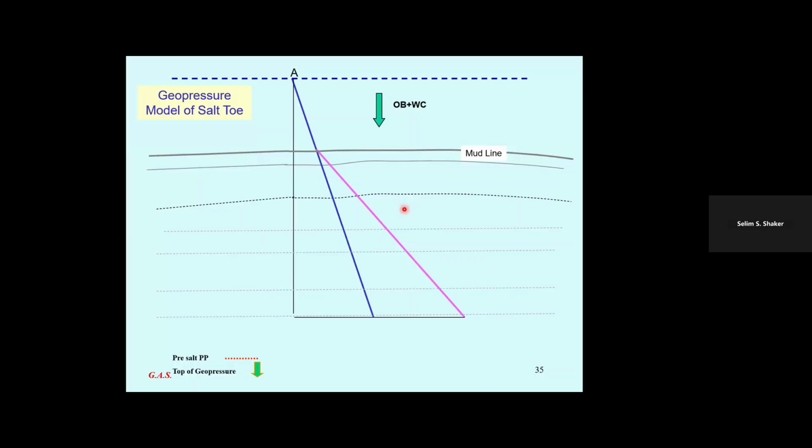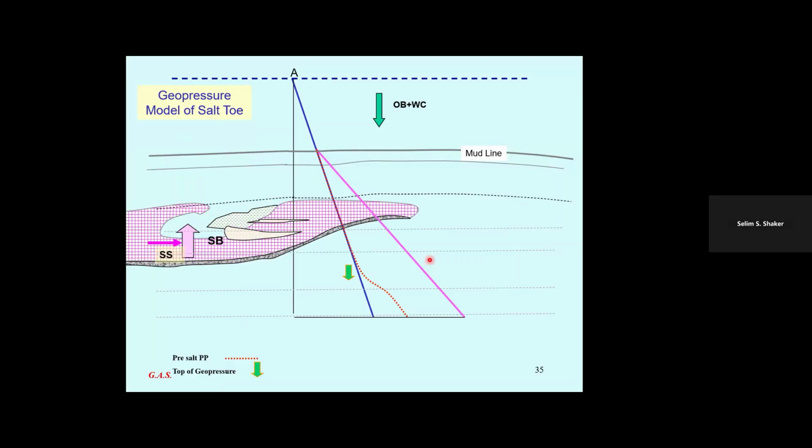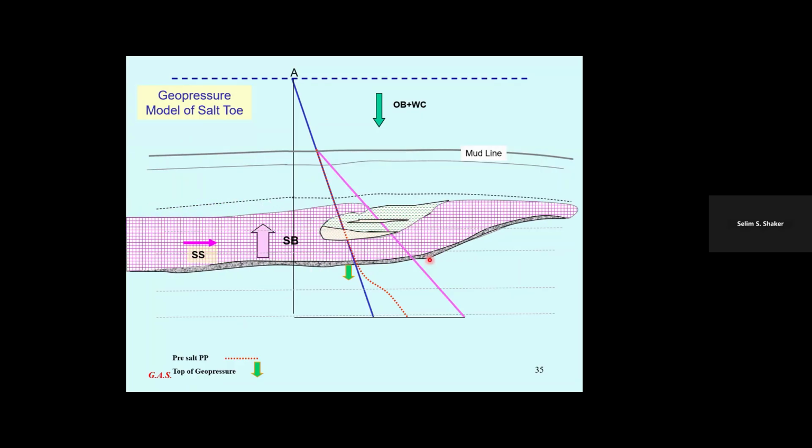So here is the model. Sediment sitting deep, and the salt comes from up dip, from the shallower depths, and carries rafted sediments and creates a gouge zone.